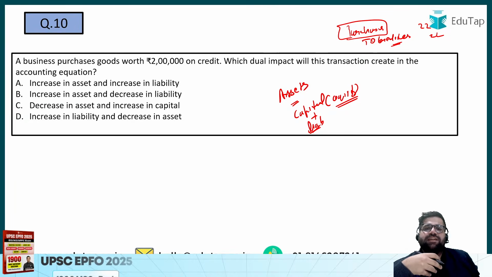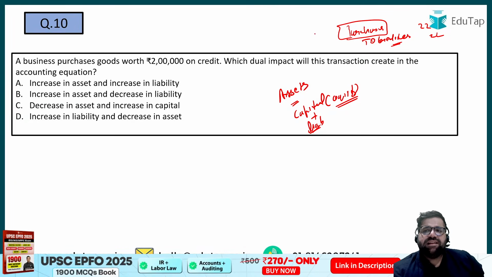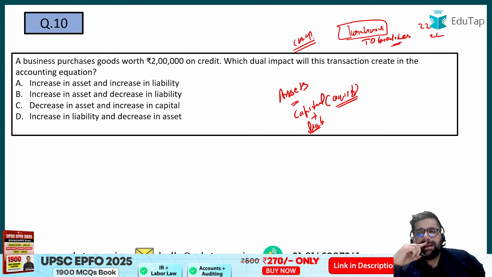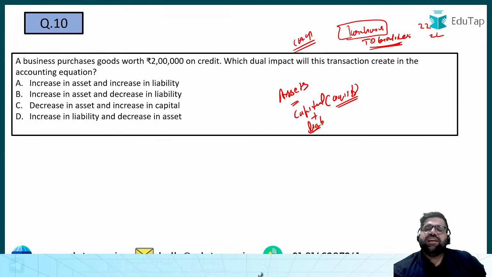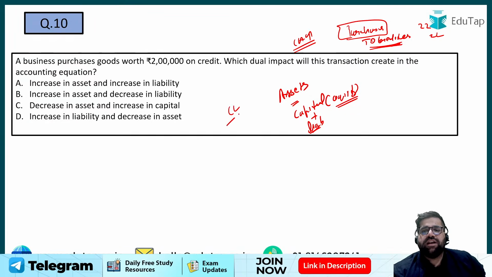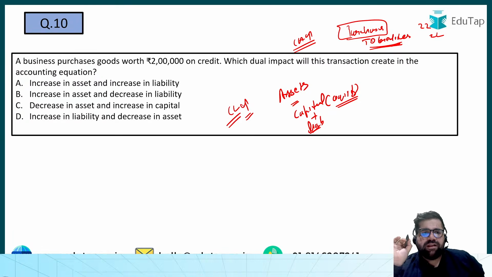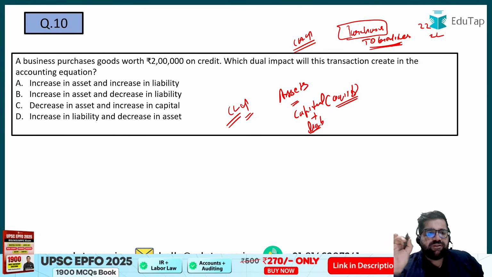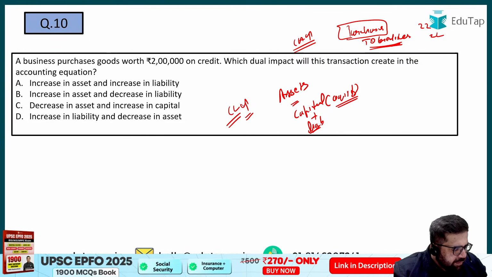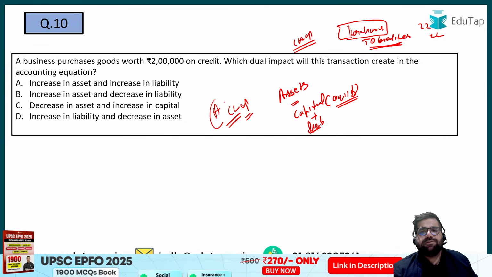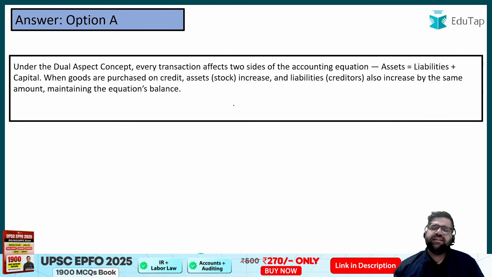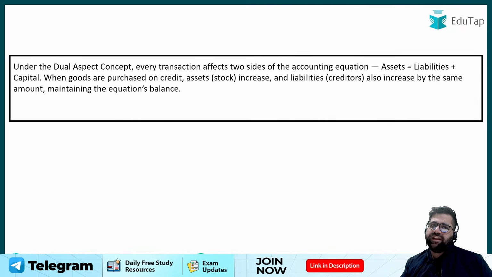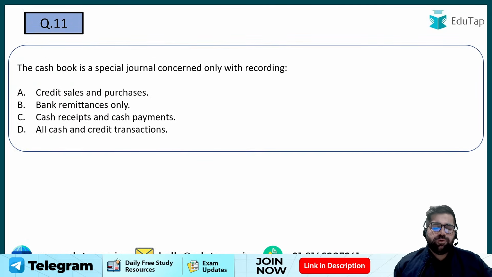If I'm purchasing something, then my inventory is increasing. Inventory is your current asset, so your current asset will increase, right? At the same time, you are also increasing your creditors. Creditors are your current liabilities, so your current liability will also increase. So increase in asset and increase in liability. What will be the correct answer? Yes, the correct answer will be option number A, increase in asset and increase in liability also. Right? Very easy. I hope you will be able to answer it.